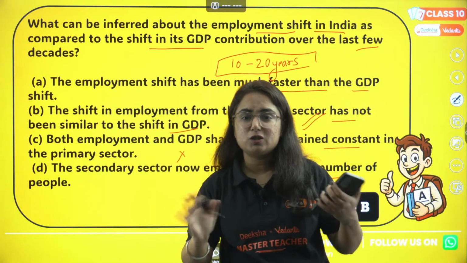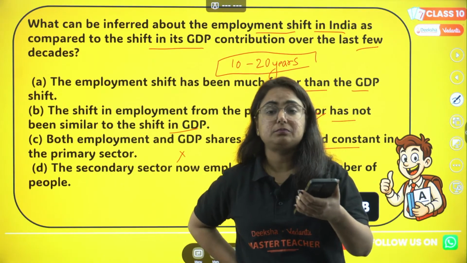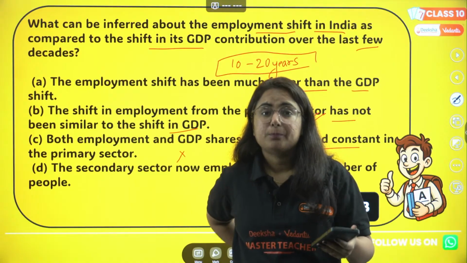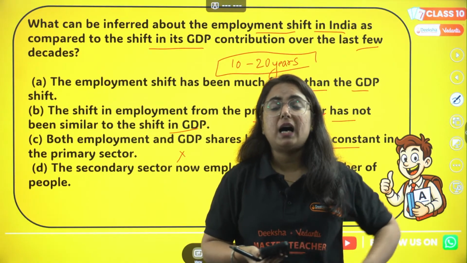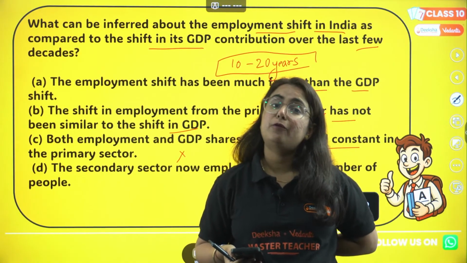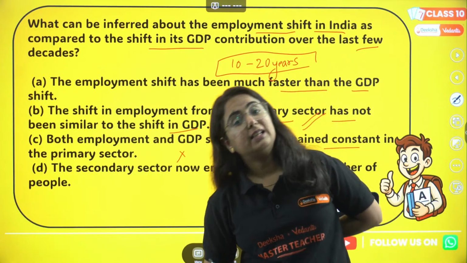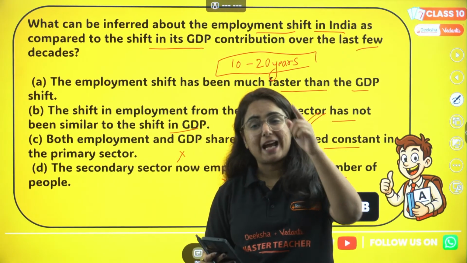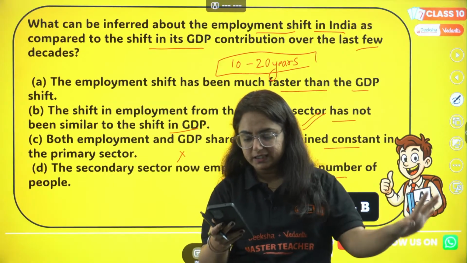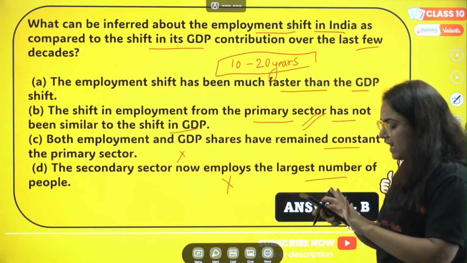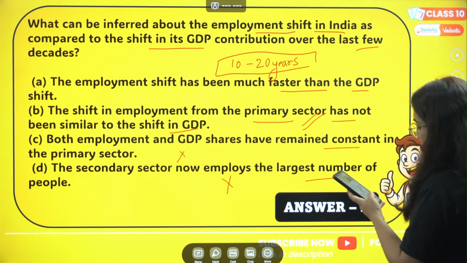The shift in employment has not been similar to the shift in GDP. Still, the largest employers are in the primary sector, and some 70 years ago the largest employer was also the primary sector. The shift is not seen in that, right? Hope you guys got the correct answer. I'm moving to the next question.